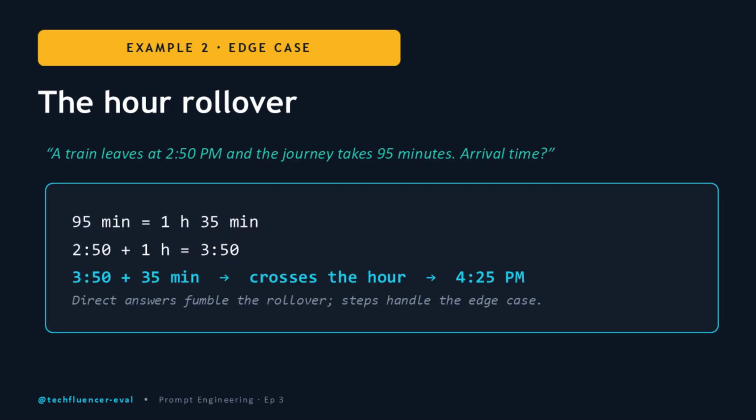Let's apply it to something less trivial. A train leaves at 2:50 p.m. and the journey takes 95 minutes. What time does it arrive? Direct answers often fumble the hour rollover. Chain of thought: 95 minutes is 1 hour 35. 2:50 plus 1 hour is 3:50. Plus 35 minutes crosses the hour to 4:25 p.m. Explicitly handling the rollover, the edge case, is exactly where the steps earn their keep.